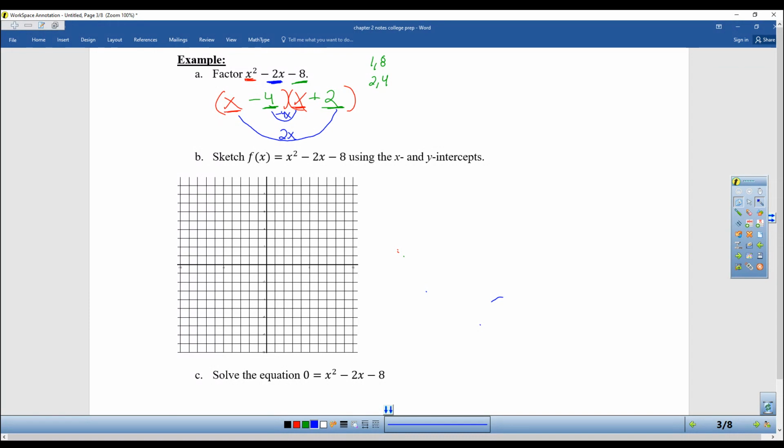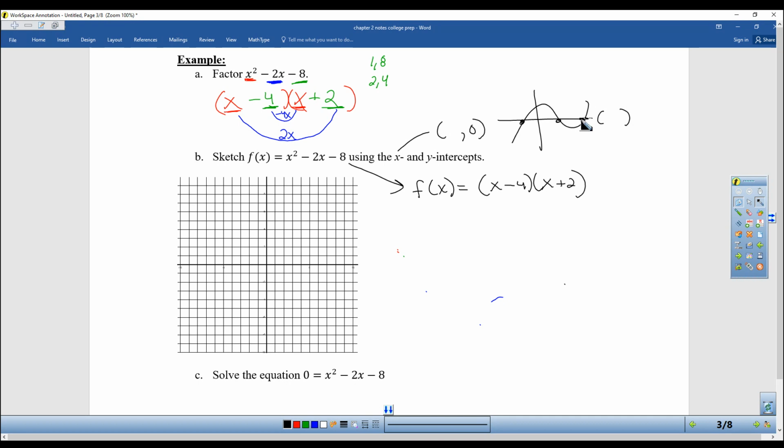Now I want you to see how factoring can help you with sketching. I take this polynomial and I rewrite it in factored form. X minus 4 times x plus 2. An x-intercept is always something, comma 0. It's a number. It's where the graph crosses the x-axis. And every single one of those points has an x value, but then the y value is always 0.